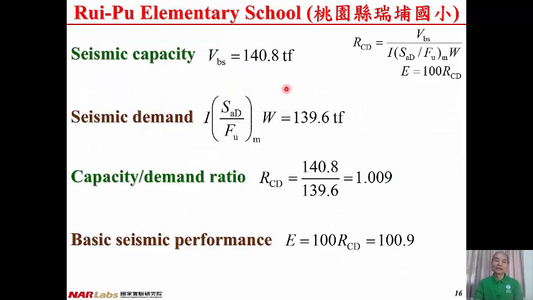From previous lectures, we already had the seismic capacity, VBS, equal to 140.8 ton force, and the seismic demand equal to 139.6 ton force. Once we have these, we compare the two and get the capacity to demand ratio, RCD, equal to 140.8 divided by 139.6, equal to 1.009. We multiply RCD by 100, that means we magnify RCD by 100, and have the basic seismic performance E equal to 100.9, which is larger than 100.